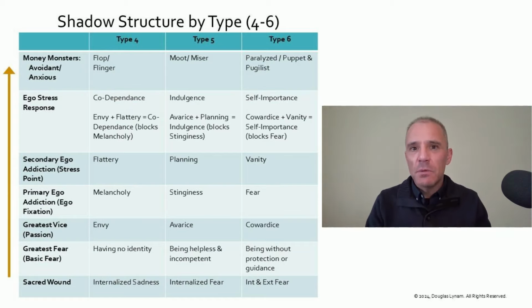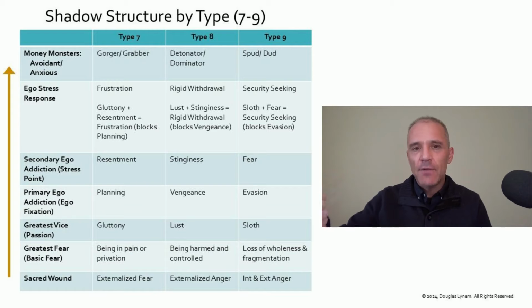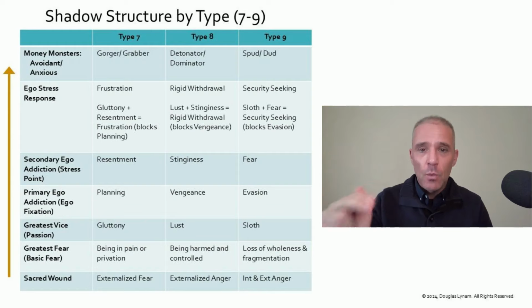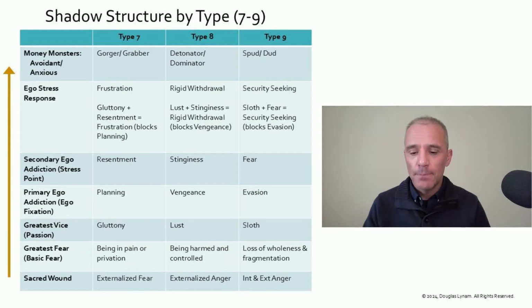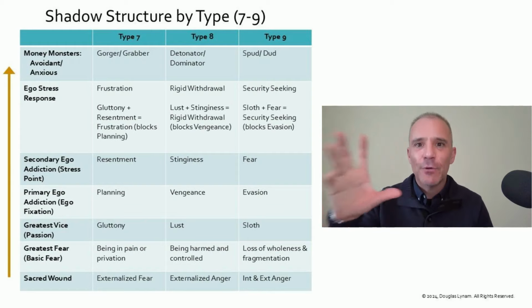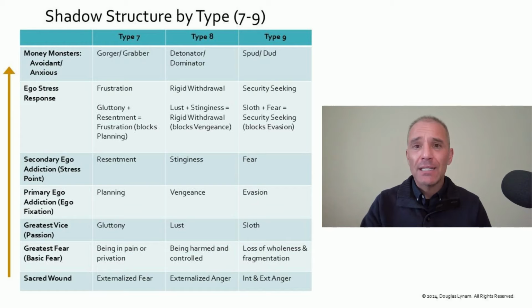And then moving into type 7, we've got that externalized fear, and that creates, as we talked about, being in pain or privation as their greatest fear. And their greatest vice for a 7 is then gluttony, meaning, again, they're gluttons for experiences, for opportunities, for just whatever comes next. It's like, oh boy, I'm so excited about the future, because they don't want to be trapped in pain in the present moment. And so they're always planning for what's coming next. And they don't like to limit their options.